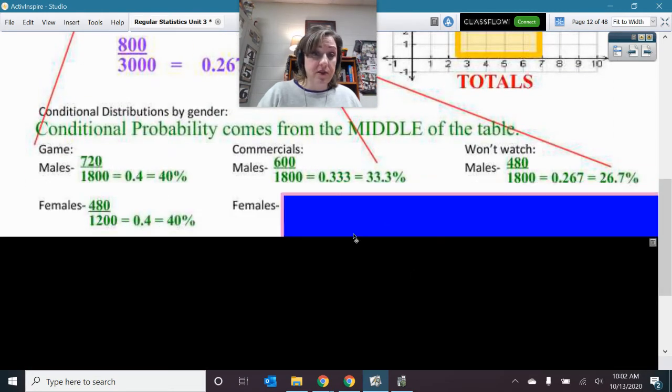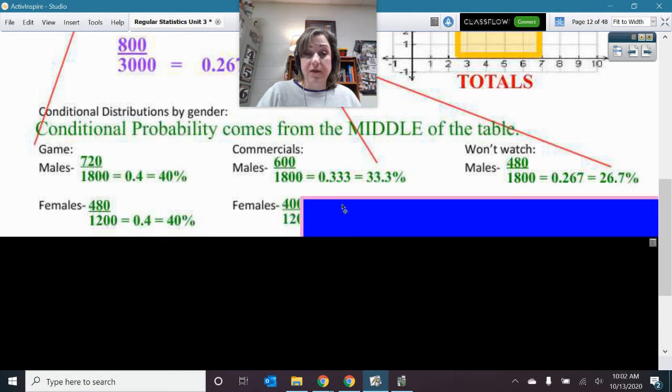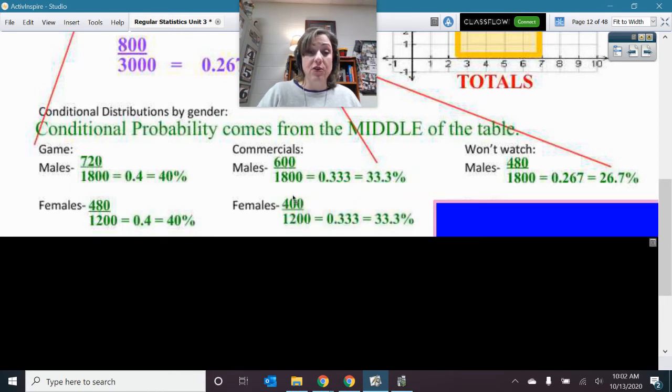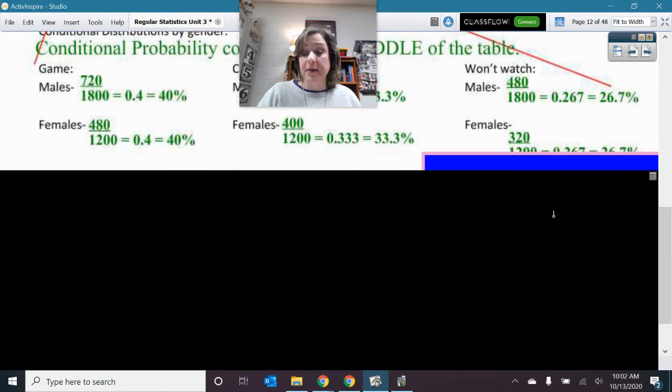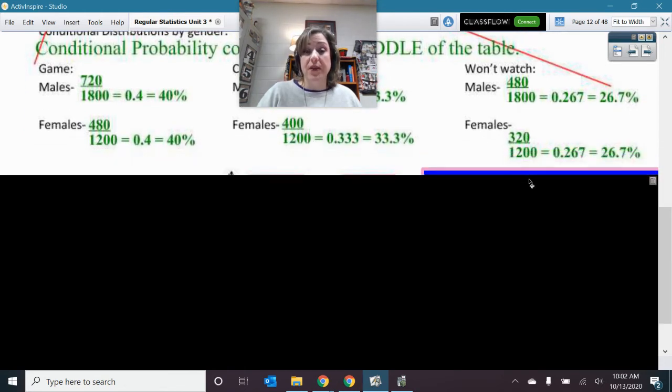So for the females, 480 out of the 1,200 females, see it's a different denominator, and that was 40%. For the females, 400 out of the 1,200, different denominator, that's the female denominator, and lo and behold, this last one is also the same. So, in summary, the fact that you were male or female did not affect the rate at which you watched for the game, watched for the commercials, or you didn't watch the Super Bowl at all.